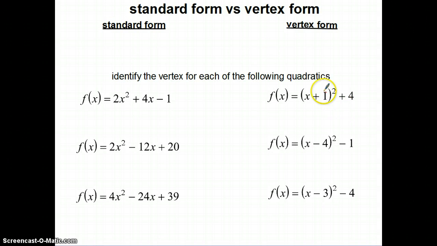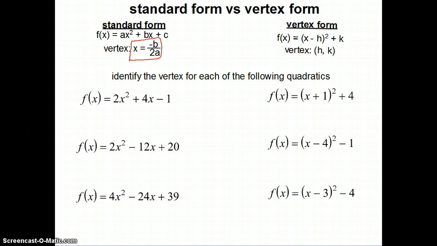Standard form versus vertex form. Standard form is in the form ax squared plus bx plus c. We use this equation where x equals negative b over 2a to help find our vertex. Once we find x, we plug it in to obtain y. Vertex form follows this equation. To find the vertex of your parabola, the x value is the opposite of whatever number is in parentheses. The y value is the number added on to the end.